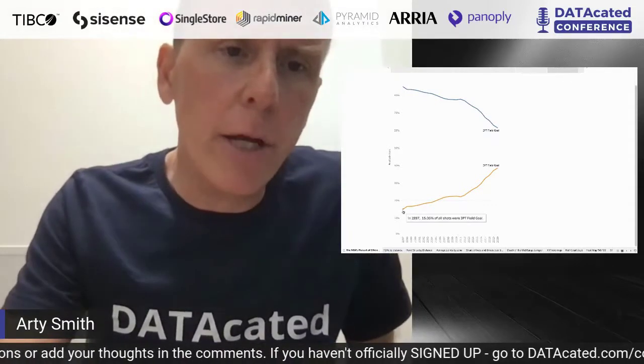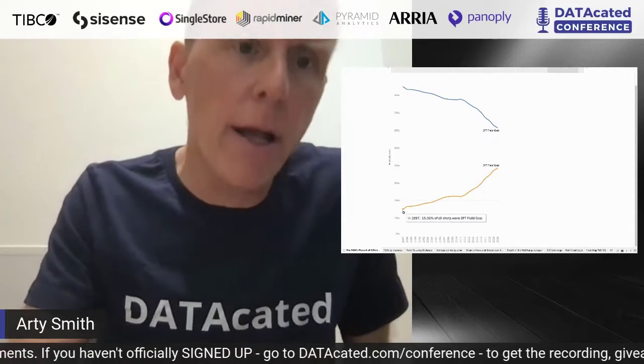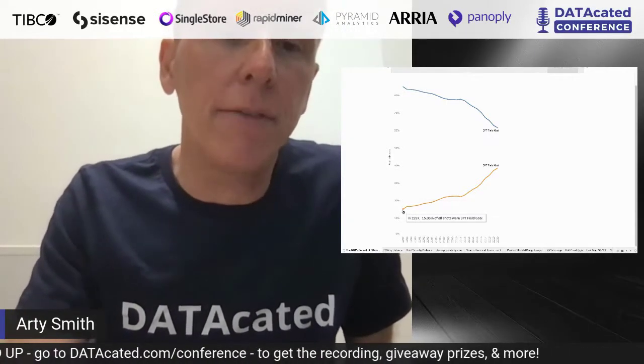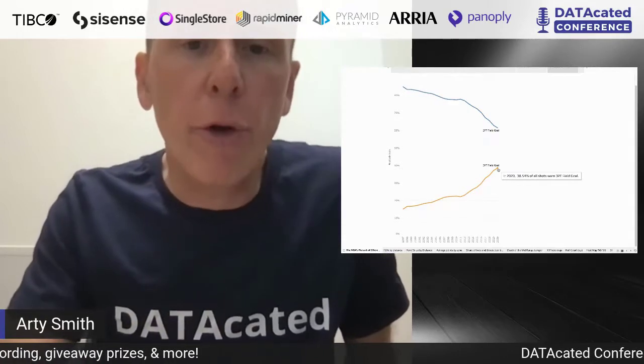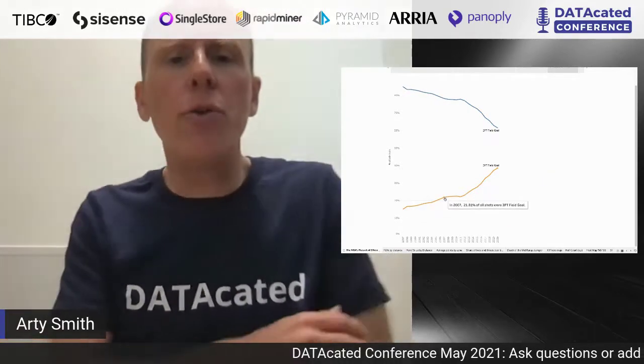And what we can see here, the orange graph is showing us the percentage of all shots in the league in a given year that were three-pointers. In 1997, only 15% of shots were three-pointers. We can see that that has risen all the way up to about 39%. Now, when that change really began was here in 2007.